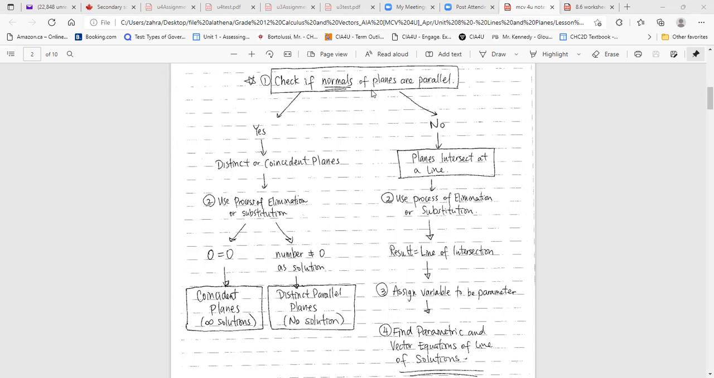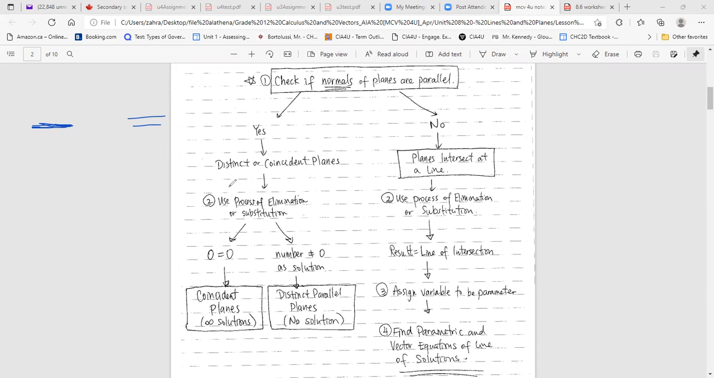We check the normals of the planes, if they are parallel or not. If they are parallel, there could be two cases, right? They are parallel and distinct, or they could coincide, like both of them are the same. If they coincide, infinite solutions. If distinct, no solution.